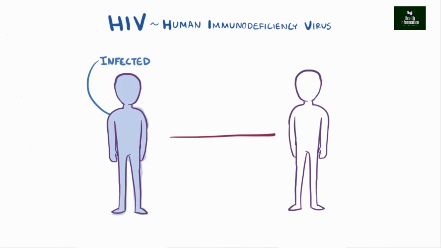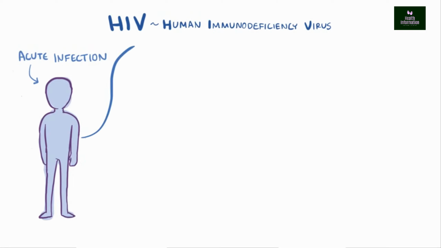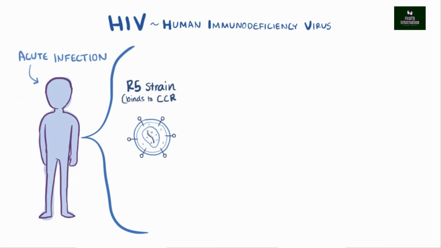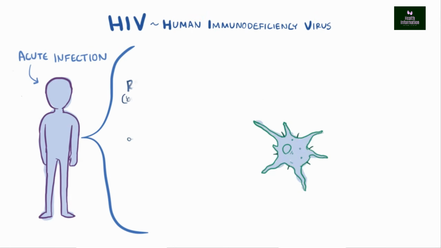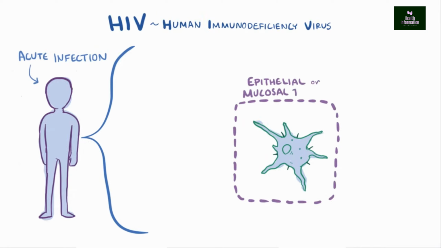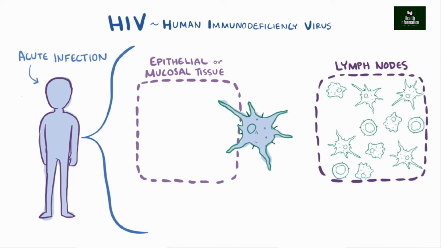So let's start with HIV entering the body through sexual intercourse, which is how it typically spreads from person to person. At this early point, during what we call acute infection, the R5 strain of HIV, which binds to the CCR5 co-receptor, will get into macrophages, dendritic cells, and T cells. Usually, dendritic cells hanging out in the epithelial or mucosal tissue where the virus enters the body capture the virus and migrate to the lymph nodes, where a lot of immune cells live.